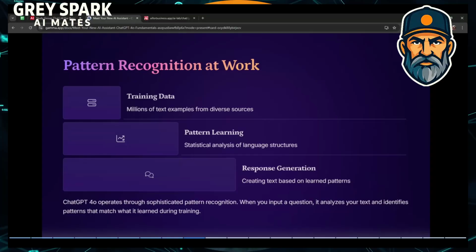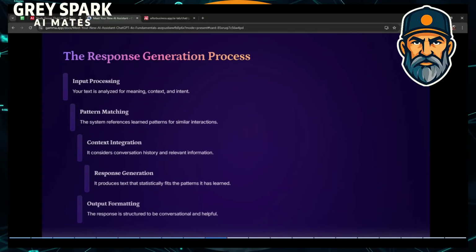Here's what happens when you interact with ChatGPT. First, input processing. Your text is analyzed for meaning, context, and intent. Then pattern matching. The system references what it's learned through other patterns for similar interactions to what you've said. Then it goes to context integration. It considers the conversation history and relevant information. What this means is things you've said before that particular prompt will also be taken into account.